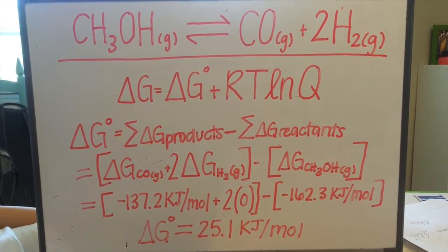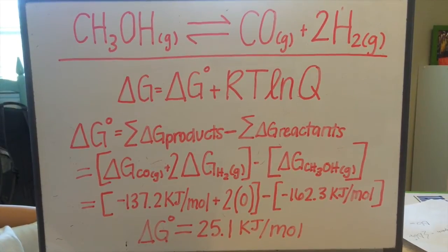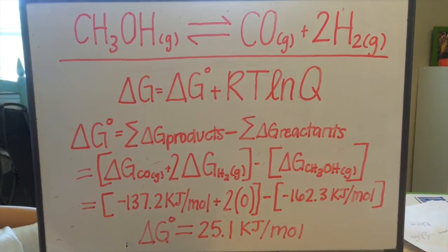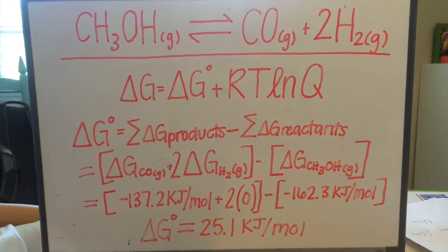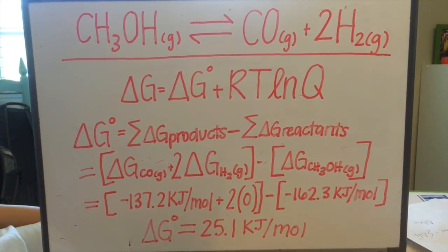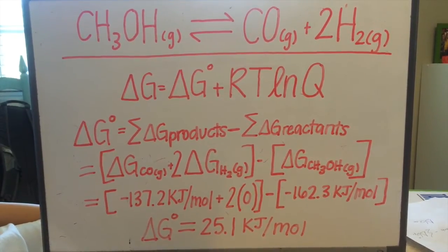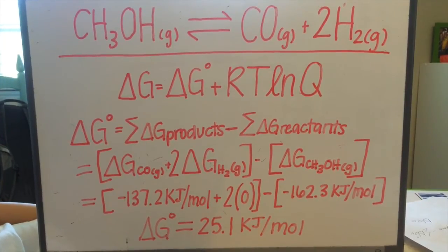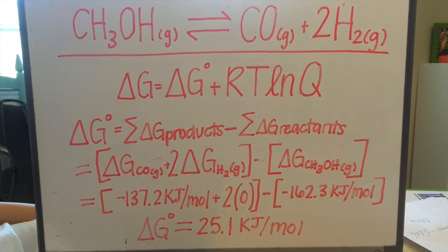Always keep in mind that you have to multiply delta G by the coefficient, so you can see that we multiplied hydrogen gas by 2 because it has a coefficient of 2 in the reaction. Using the values from Appendix 2b in the textbook, we found our delta G naught to be equal to 25.1 kilojoules per mole.